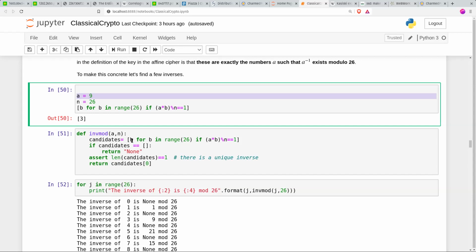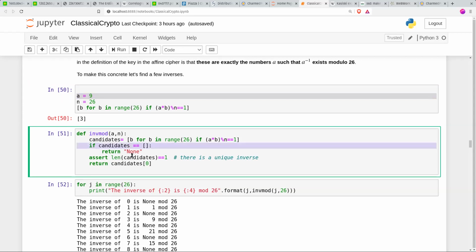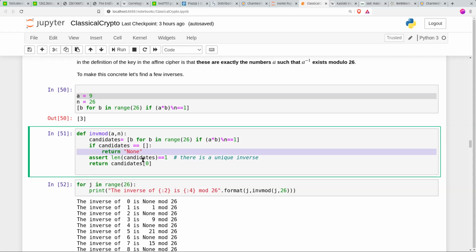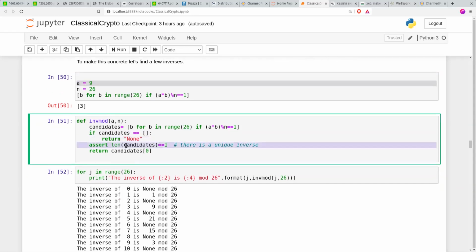What it will do is just check all the possibilities and see if a times b is congruent to 1. It might be that it finds there are no candidates, in which case it returns None, so that number doesn't have an inverse. And if a number is found, then this asserts that there's exactly one thing found. So either there's no inverse or there's precisely one inverse. So that's just a group. Yeah, sorry.